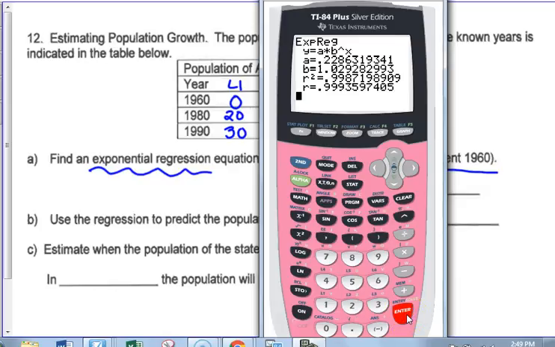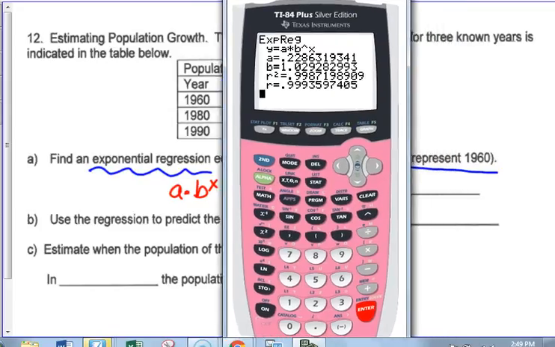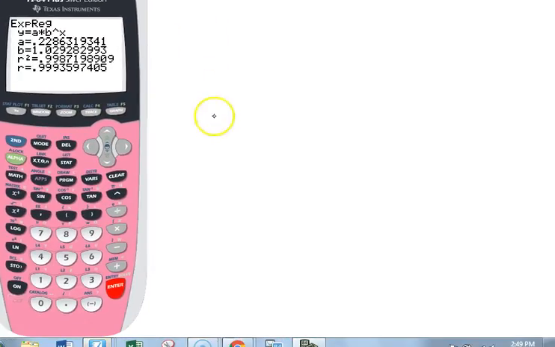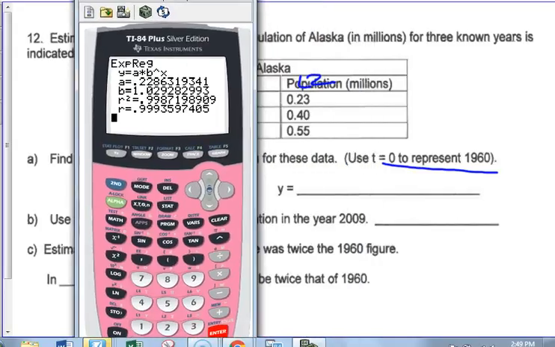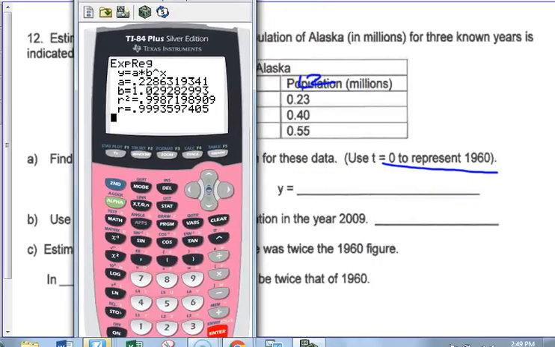So we're going to write down, it says A times B to the X. So it's 0.229, yikes. Whoa. This thing hates it when I drag it across the screen for some reason. 0.2286 times 1.0293, however many places you want to go, to the X.